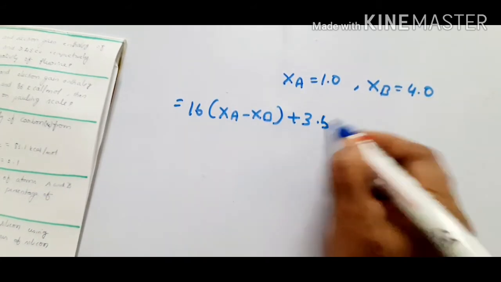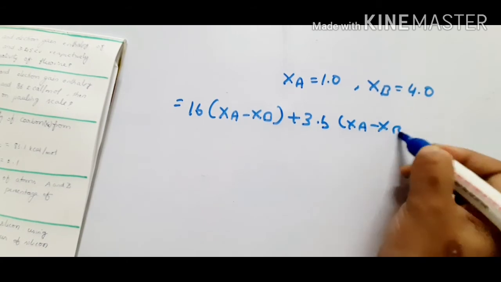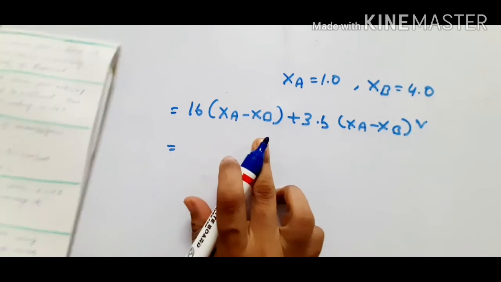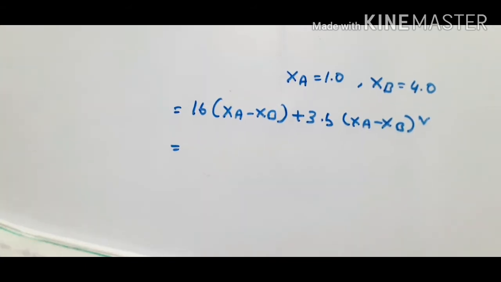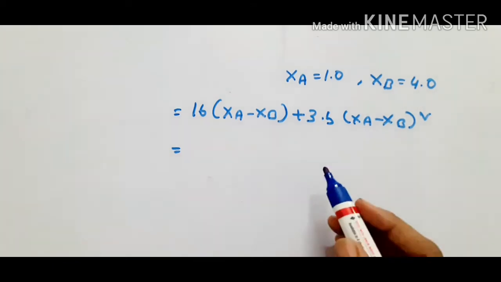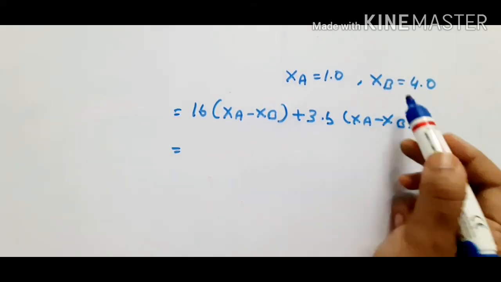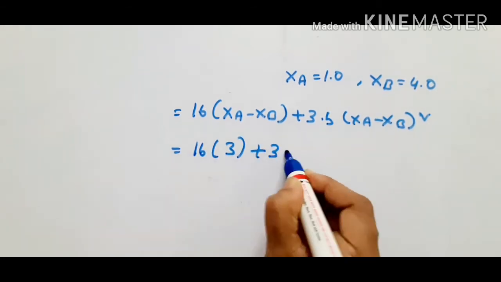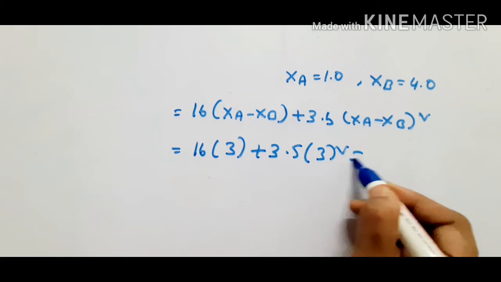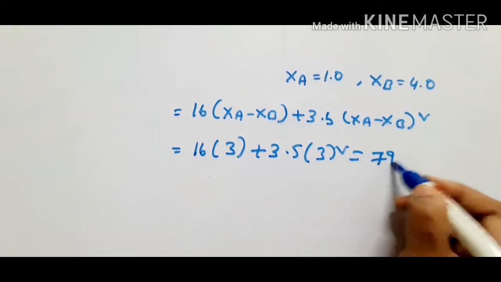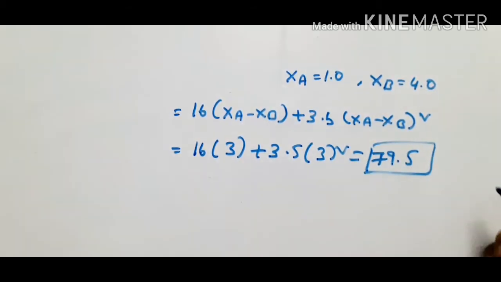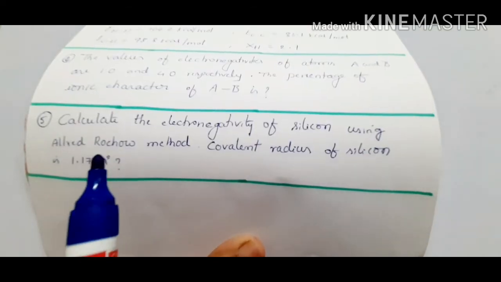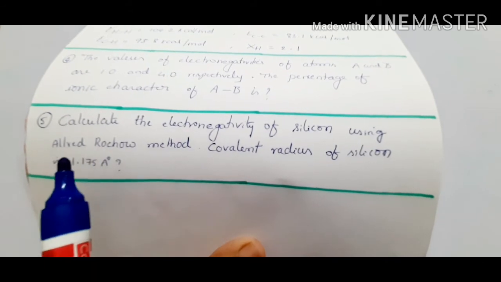The formula is 16 into XA minus XB plus 3.5 into XA minus XB whole square. XA minus XB is the difference between the electronegativities of the atoms, right? So what is the difference between the electronegativities from the given data? 4 minus 1, 3. 16 into 3 plus 3.5 into 3 whole square. You will get 79.5 is the percentage of ionic character of AB.